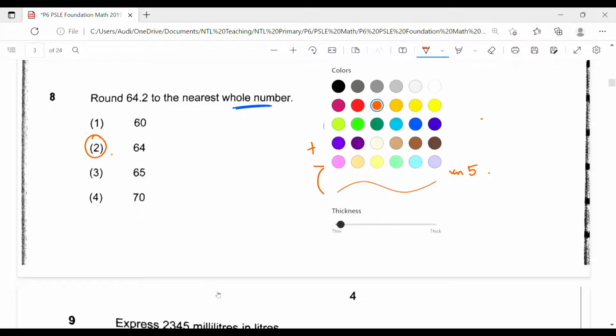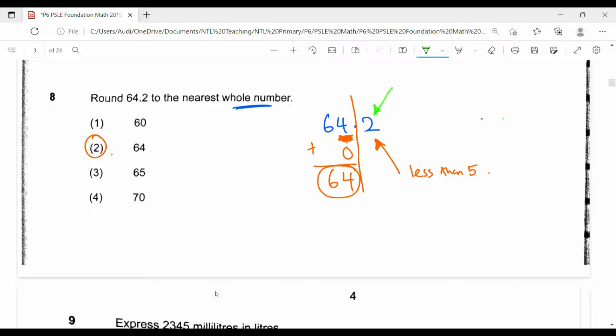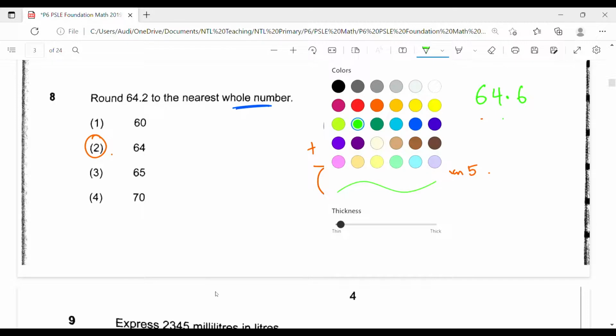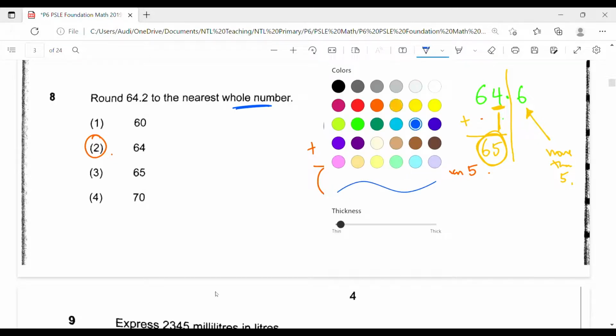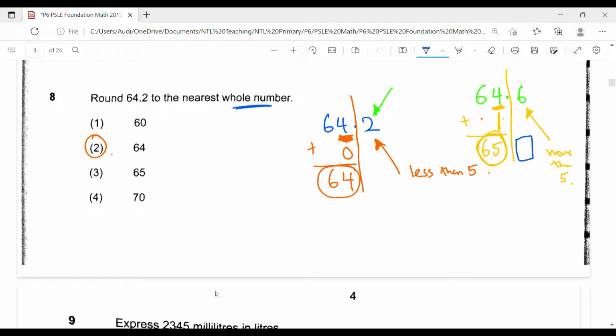If the number that I'm pointing the arrow at is 5 or more, for example, 64.6, same steps: underline, draw a line across. This number here is more than 5. What do we do? Now we put number 1 here. Add this up, 65. This is our answer. Whatever comes on this side of the line, don't write anything. This is the reason why we draw the vertical line.